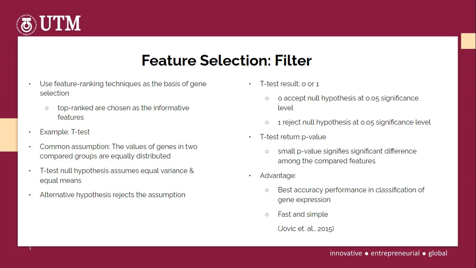T-test will also return p-value, where a small p-value signifies significant difference among the compared features. Based on Jovic et al. 2015, the advantage of t-test is it gives base accuracy performance in the classification of gene expression, and it is also a fast and simple method.